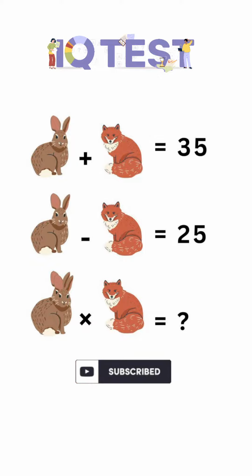A rabbit plus a fox. Rabbit minus fox. Then 2 rabbits multiplied by 1 fox. What is our answer? Anyone with the answer for the rabbit? Or anyone with the final answer?